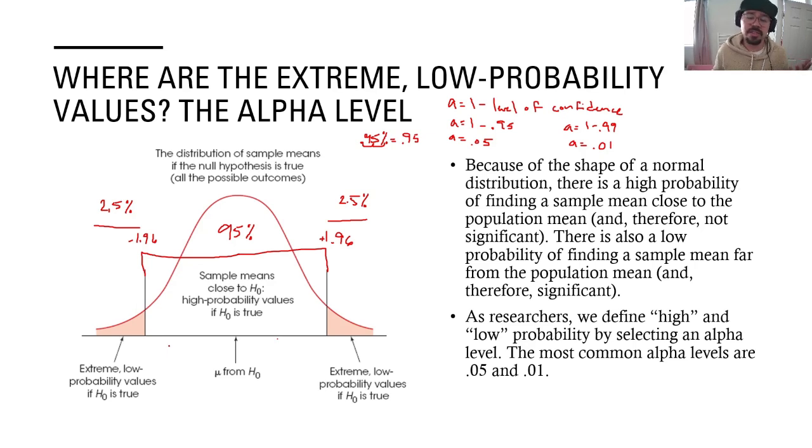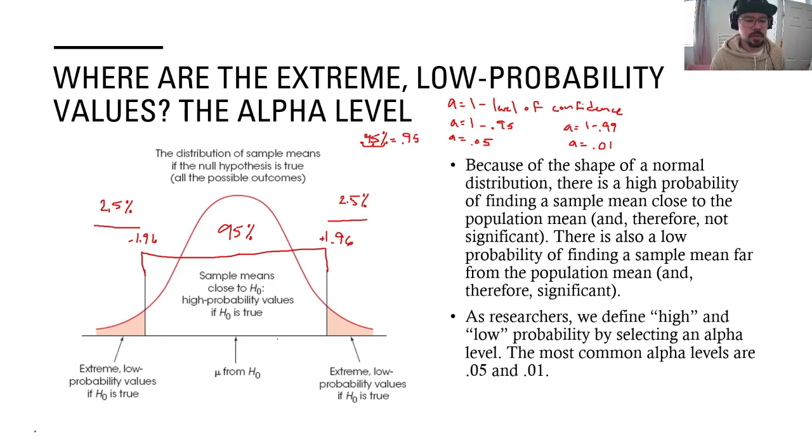We don't want to say there's a 50% chance, a 1 out of 2 chance, that we're going to get a sample mean far from the population. We want to decrease the likelihood that we are going to get a sample mean in the significant area so that we can say with confidence that we're 95% confident that something about our analysis is accurate.